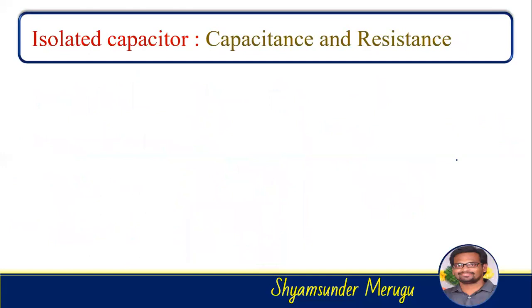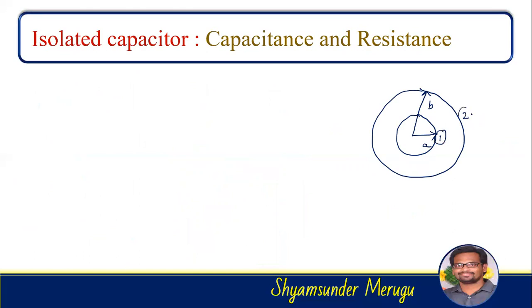Next, we will be moving on to the isolated capacitor. So we have the previous structure like this. We have the inner sphere and the outer sphere. Inner sphere radius is A, outer sphere radius is B. We consider this one as sphere 1, and this one as sphere 2, and sphere 1 carries the positive charge on its surface, and the outer sphere or sphere 2 carries the negative charge on its surface. So here we consider B is greater than A.